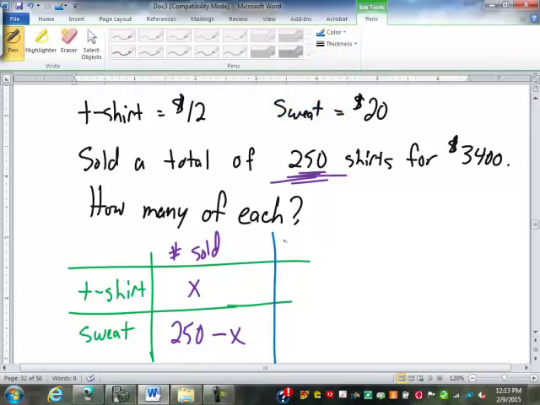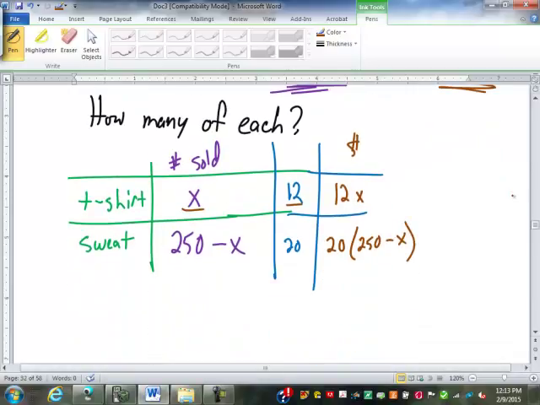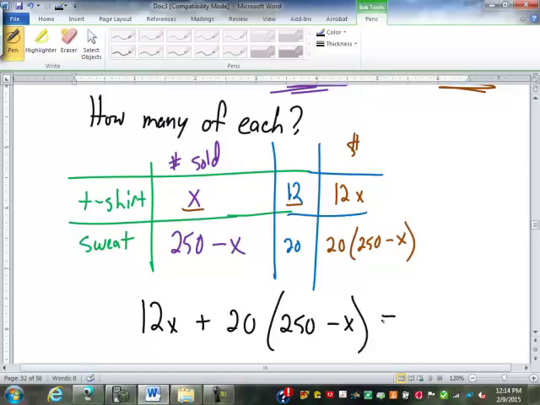So now the price, of course, is still $12 and $20. So to get the money, t-shirts is going to be 12 times X, or 12X. Sweatshirts will be 20 times the price or number of 250 minus X. Those two amounts now have to add up to the 3,400. So 12X plus 20 times 250 minus X equals 3,400.